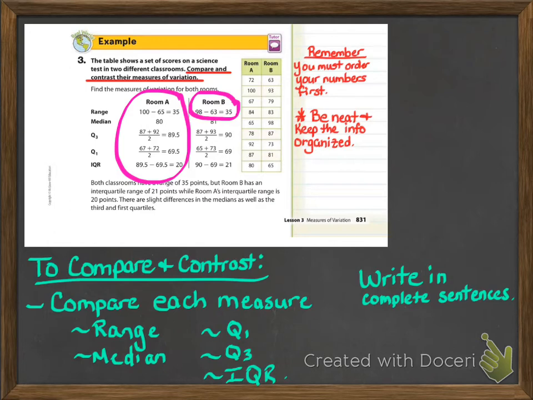Those are the ones that are going to be the same. Now I'm going to go ahead and take away my circles real quick. Now we're going to look at our median. So the median for room A, which is the number smack dab in the middle, was 80. The median for room B was 81.